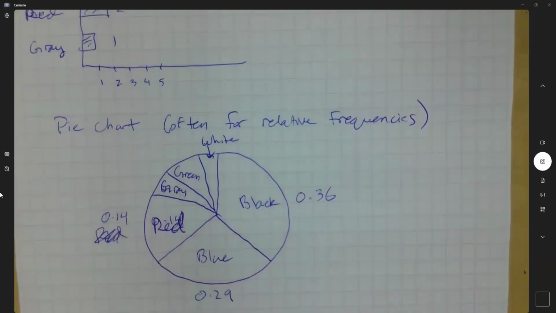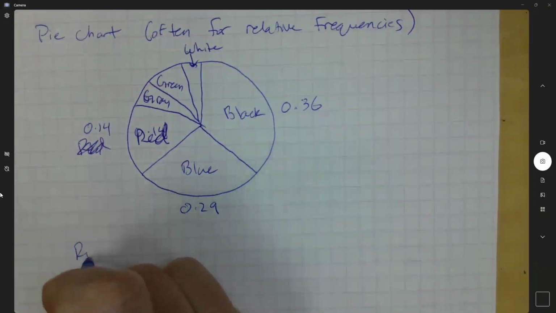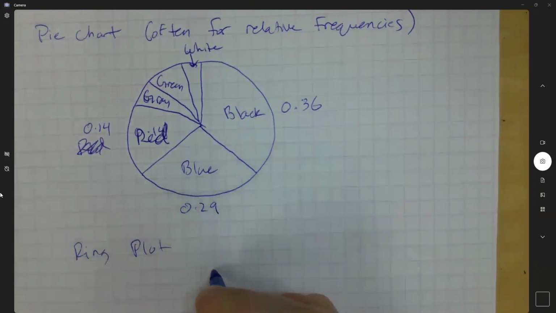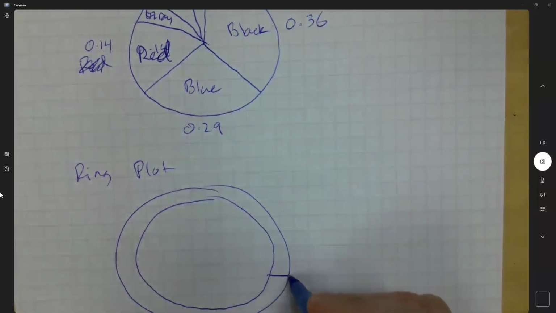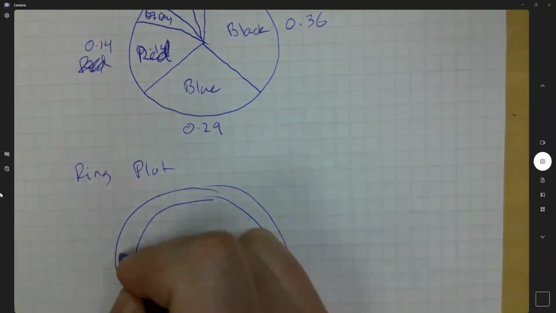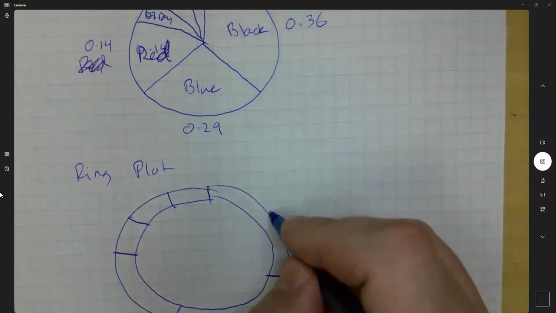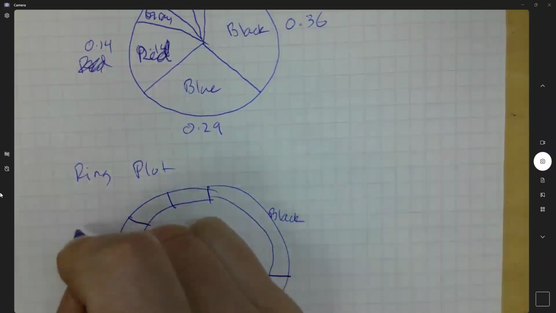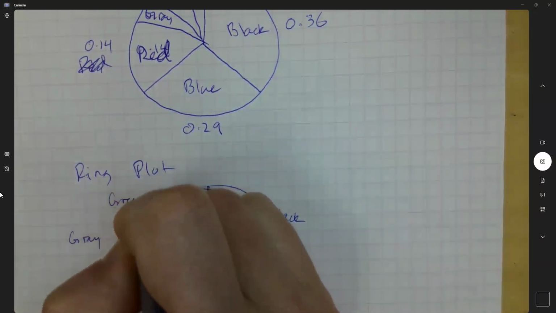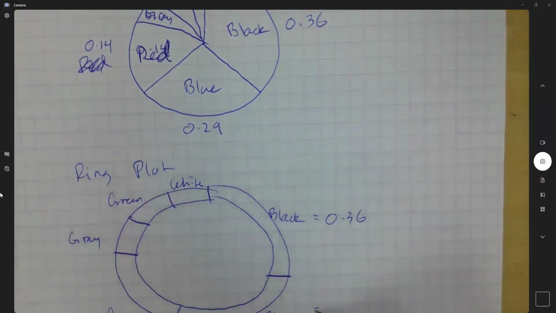So if you really like the circular effect, you can do a ring chart or a ring plot, which is instead of drawing a whole pie, you just draw a ring and then you split it into your different categories. So black, blue, red, gray, green, and white. And then you can put the proportions as well.